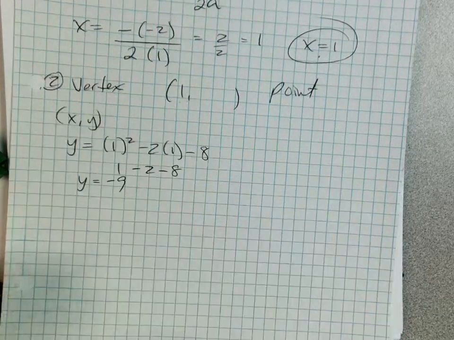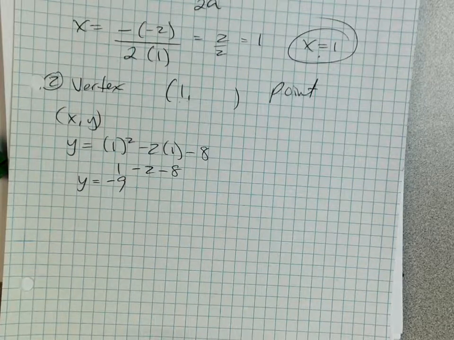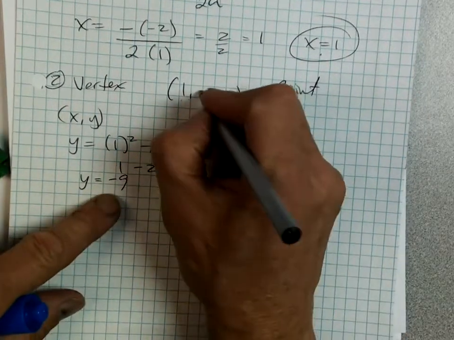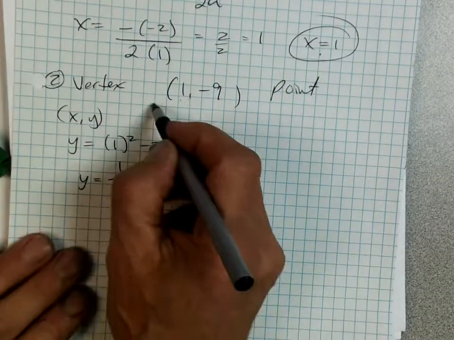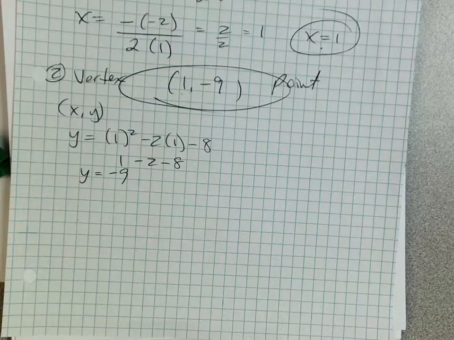So I have the corresponding y value for the 1, right? The y value is negative 9, so my vertex is at (1, negative 9), okay? Circle that, because we're going to come back and do something with that later.